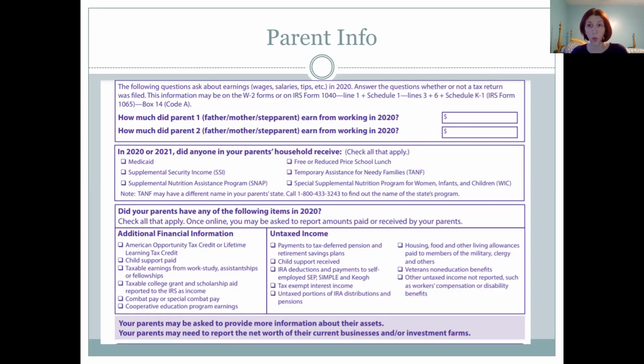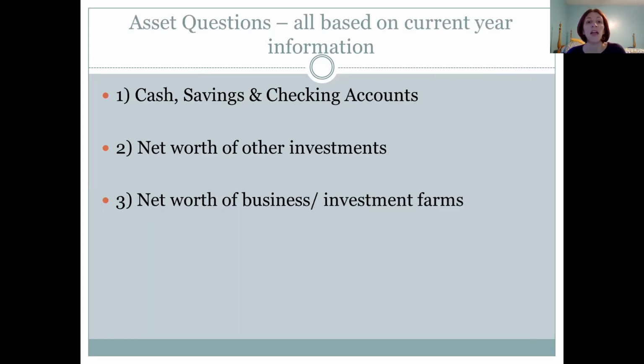Now you go through all those questions. There's a lot of skip logic involved, so you might not have to answer all of these. And then it might get to a part where your parents might be asked about asset information. Again, not everyone will be asked about this. It just depends upon all the information you put in previously. What would have to be provided is information based upon the current year, pretty much as of when you're filling out the FAFSA.